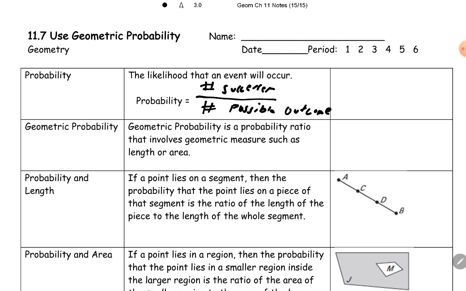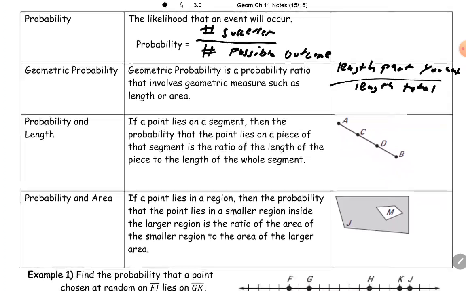Geometric probability is a probability ratio that involves geometric measures such as length or area. So there would be the length part that you want over the length total. Same thing with area, like say you're shooting at a dartboard and you want it to land in this particular area. So the area that you want over the area total.